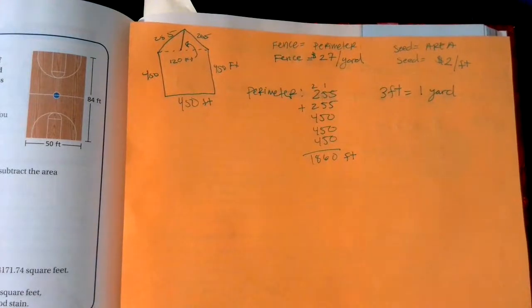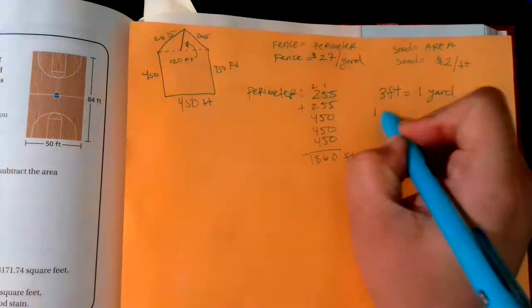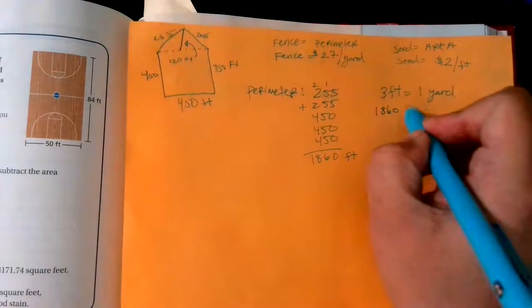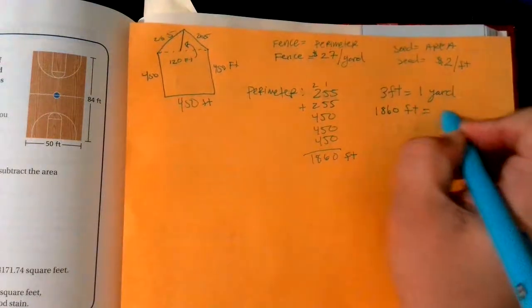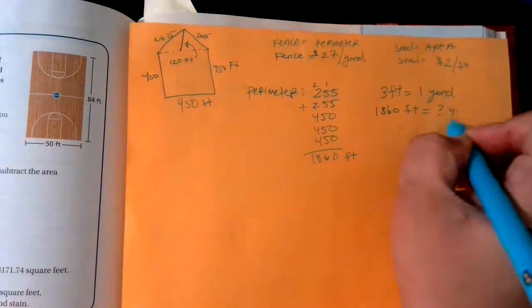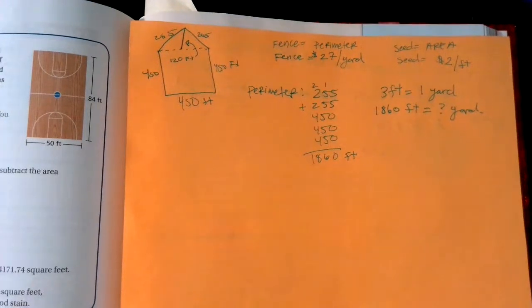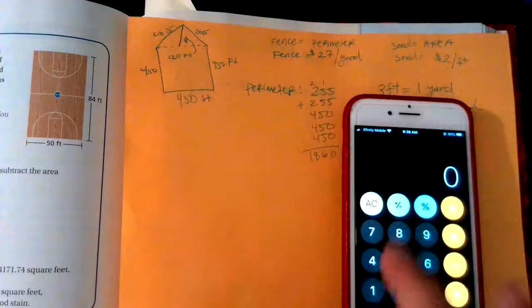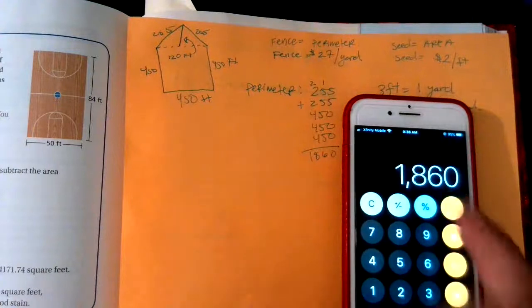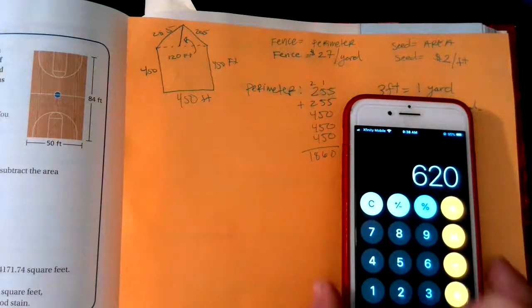All right. And so if we have 1,860 feet, how many yards is that? You can do this in a few ways. You could set this as a proportion, or you could look it up on Google. Me personally, I'm just going to divide by 3. So 1860 divided by 3 is 620.